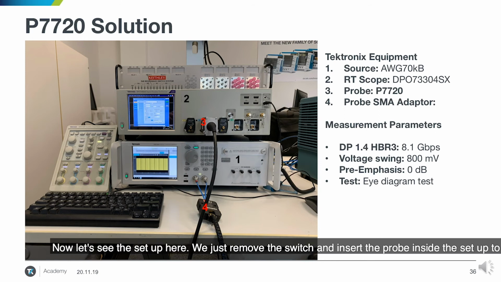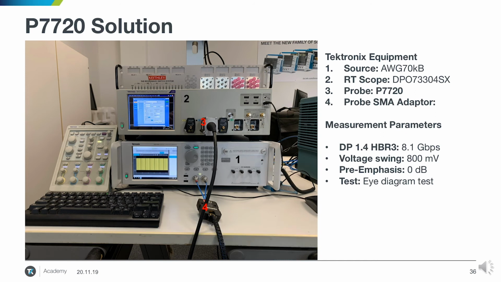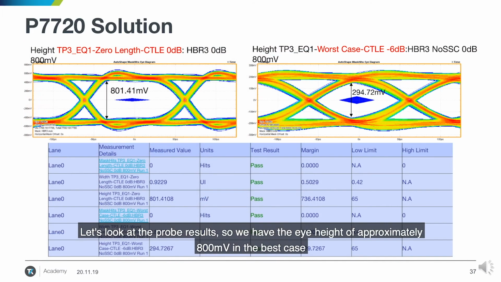Now let's see the setup here. We just removed the switch and inserted the probe inside the setup to make a comparison between two different options. One was the RF switch, which I already mentioned, and the other one is the probe. Let's look at the probe results.